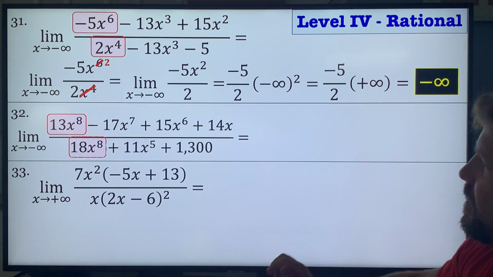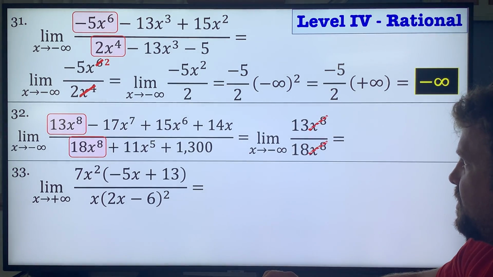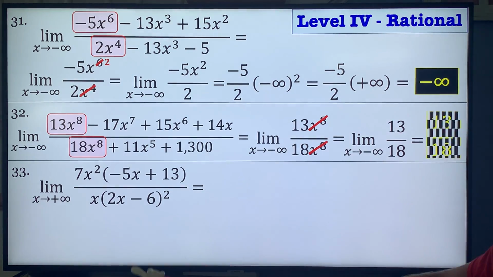13, 18. The x to the 8's cancel out. That's your answer, 13 over 18. How we doing? Yeah?